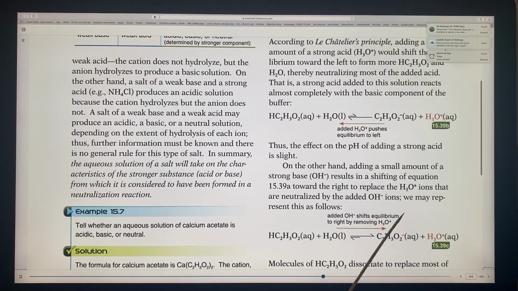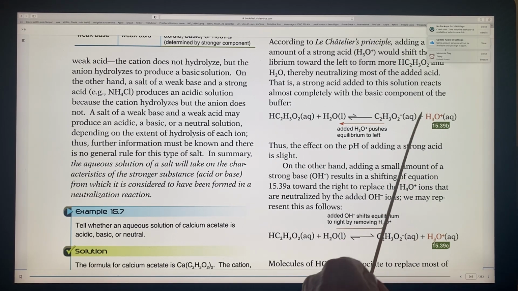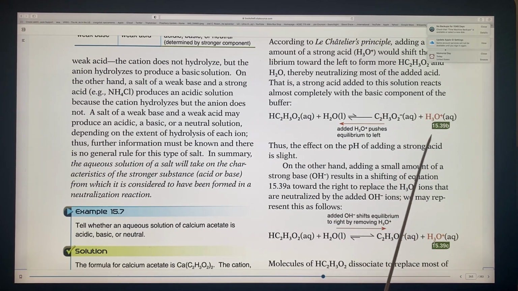Here are the arrows, which mean that more is going to the right and less is going to the left. You see the arrows? More is going to the left and less to the right. So you're going to push to one area, and these are the ones you're trying to get rid of. These are acid molecules you're trying to get rid of, so you push it to the left.